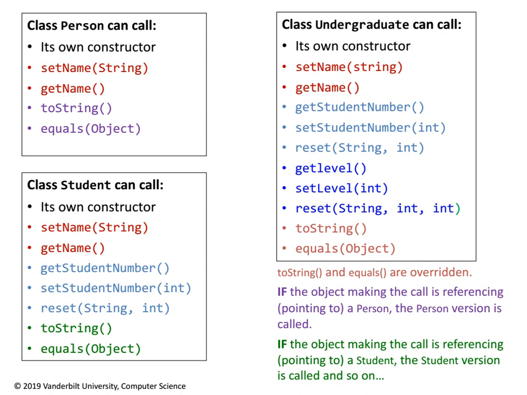If the actual object making the call is a person, then when the toString method is called, it will use the person toString definition. However, if the object making the call is a student object, then it will use the student toString definition. And the same thing is true for undergraduate. If the actual object making the call is of type undergraduate, even though it's been assigned to a reference variable of type person, then the toString method defined in the undergraduate class will be used.